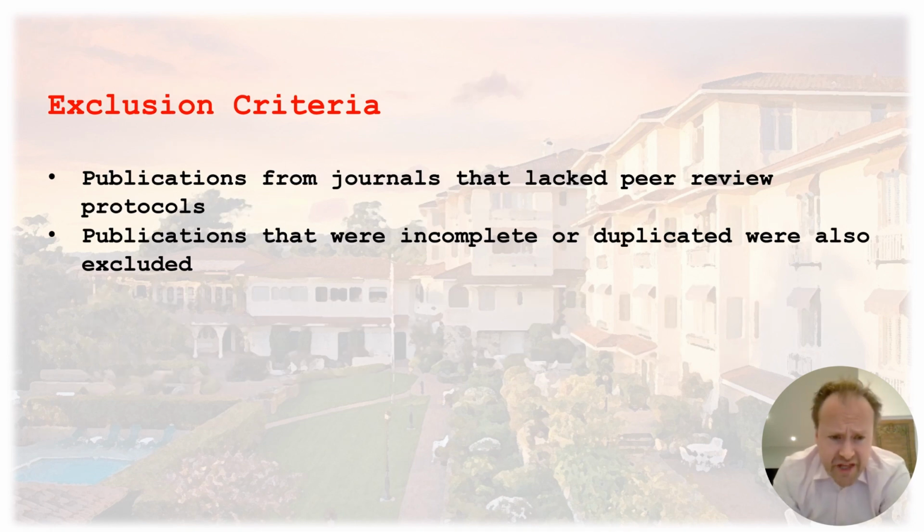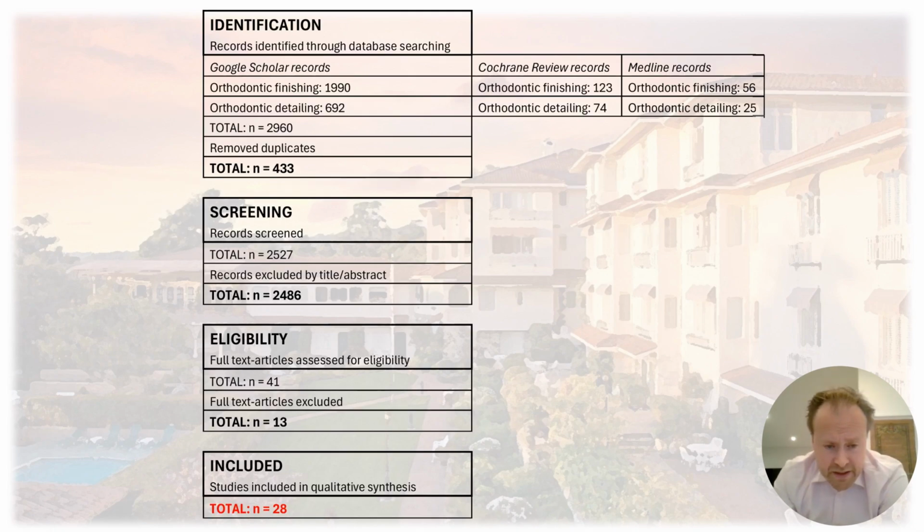The exclusion criteria were, for example, publications that lacked peer review protocols. Publications that were incomplete or duplicated were also excluded.